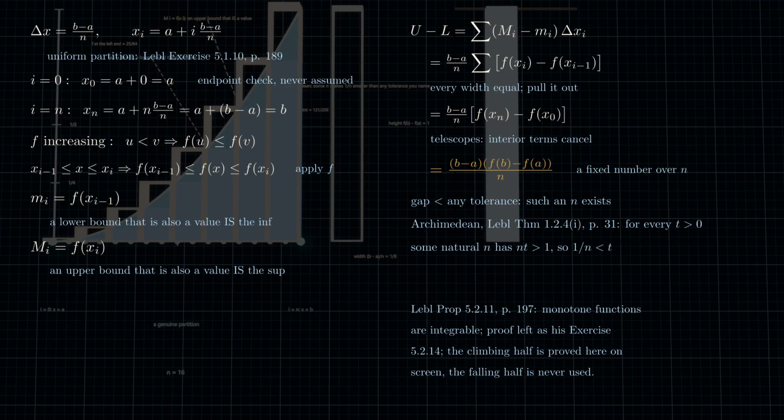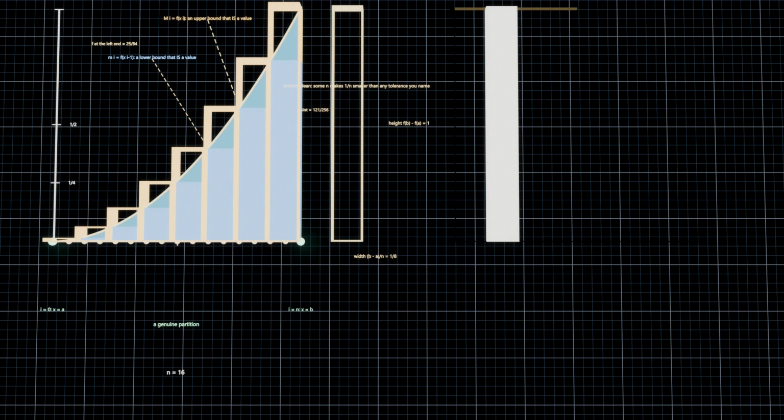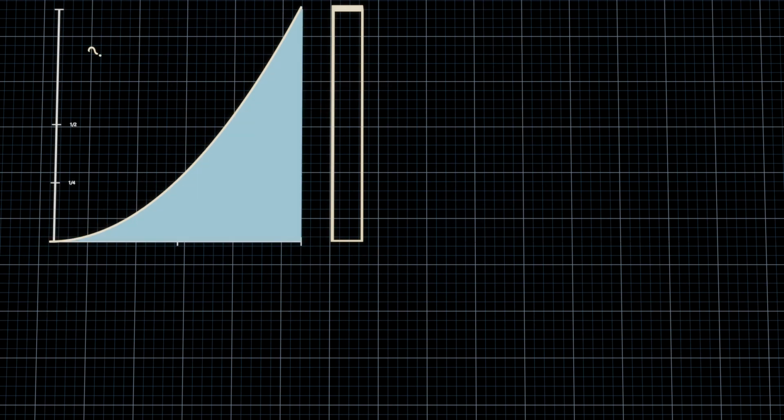A monotone function, one that only climbs or only falls, is integrable. We just did the climbing half, the only half this film ever uses. The falling half stays his exercise. So for a monotone curve, integrability is free. All that is left is the number. Now we finish the parabola. f of x equals x squared on the interval 0 to 1.